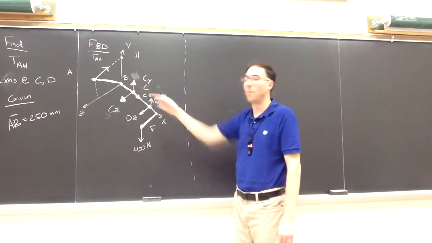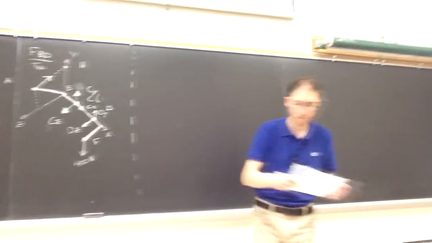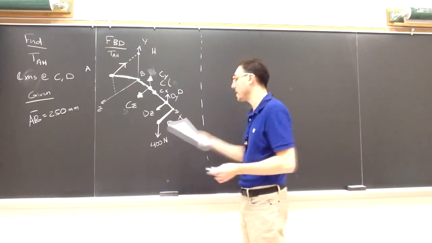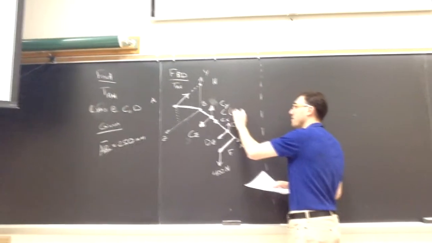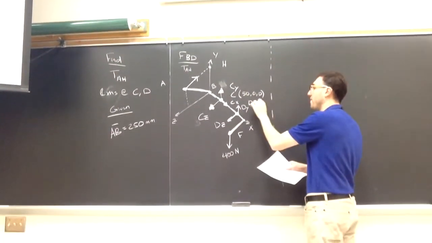Because we're in 3D, I want to now include the coordinates of these points to make the next step easier. So from my coordinate system with the origin at B, C is at 50, 0, 0. D is at 350, 0, 0.